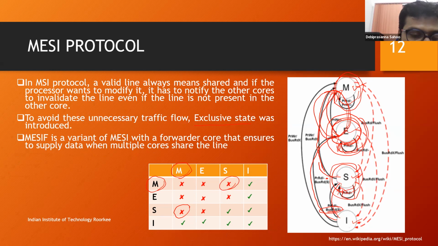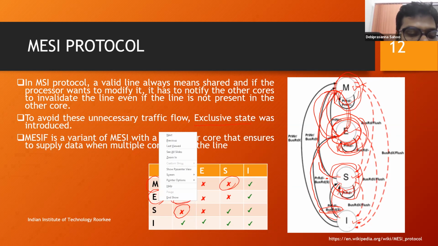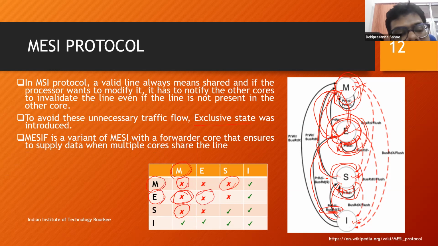Now, with that, we add a few more things. We add that the combination of E and M is also not allowed. That means that one core cannot have the line in E state while the other core is having the line in M state. Similarly, if one core is having the line in E state, the other core cannot have the line in E state either. At the same time, if one of the cores is having the line in E state, it cannot be in S state in any other core. While every other type of combination is possible, that means that two S states are possible, and a combination of any state with I state is possible.